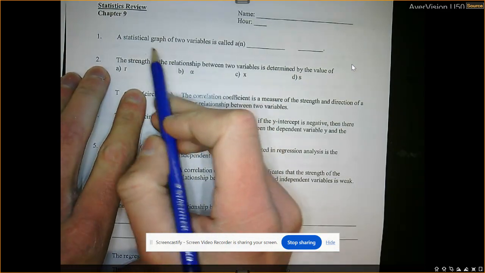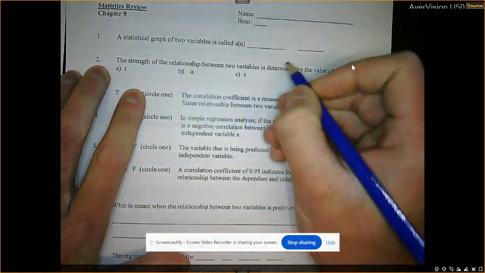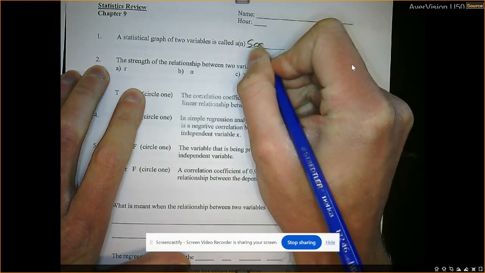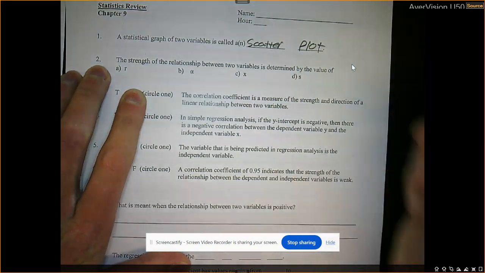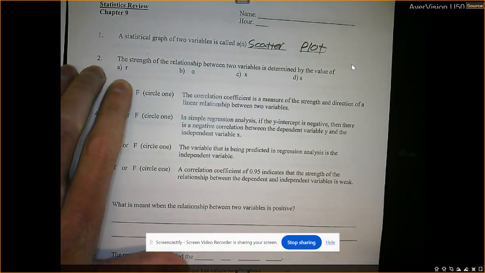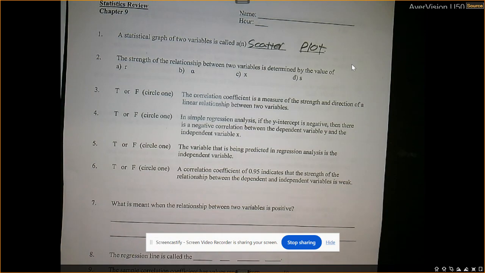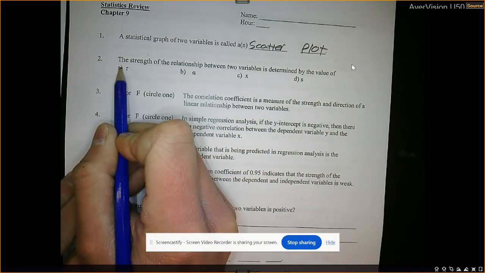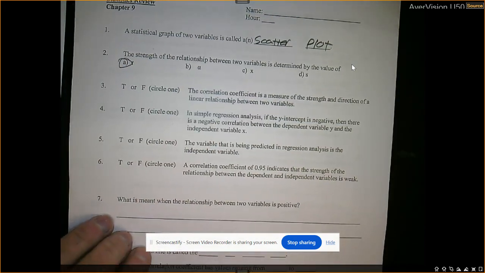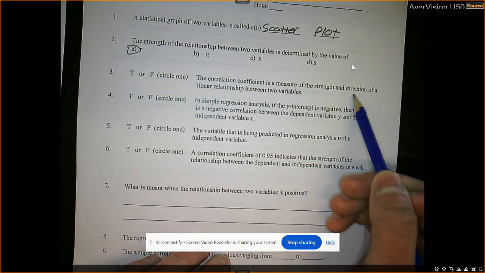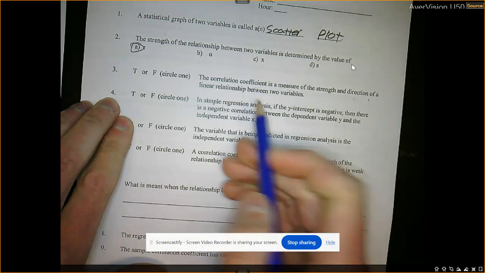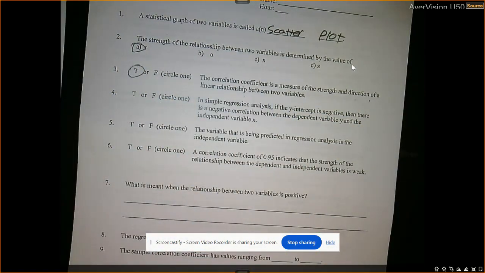Okay. First off, a statistical graph of two variables is called a scatter plot. Pretty simple there, right? The strength of the relationship between two variables is determined by the correlation coefficient known as R. The correlation coefficient, again, R, is a measure of the strength and direction of the linear relationship between two variables. Kind of goes with number two, right?